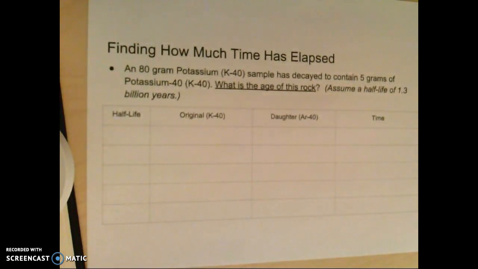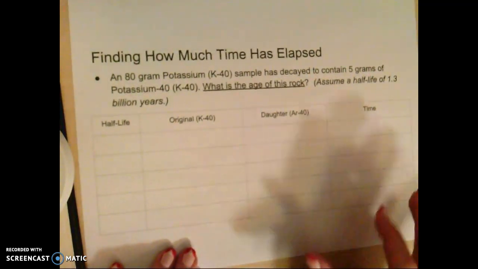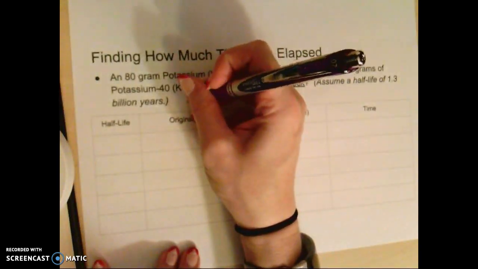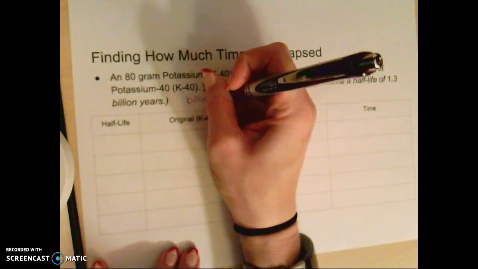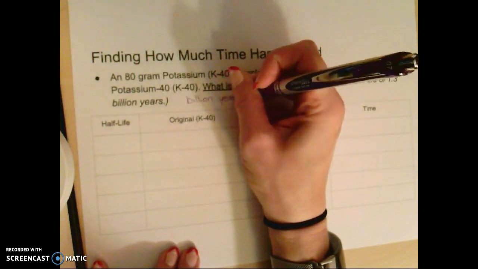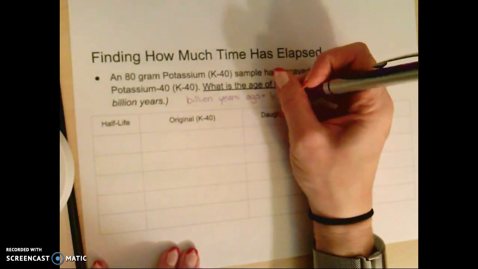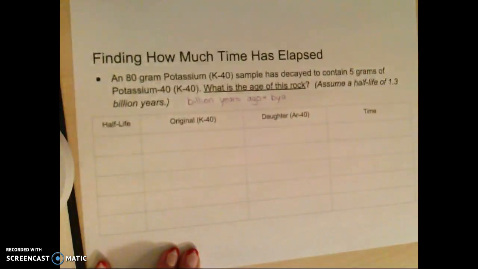The final type is finding out how much time has elapsed. Now, before we start this problem, I would like to teach you an abbreviation. If I have billion years ago, I can abbreviate that with BYA. That is what we are going to use for the time here, because it says an 80-gram potassium sample has decayed to contain 5 grams of potassium 40. What is the age of this rock?